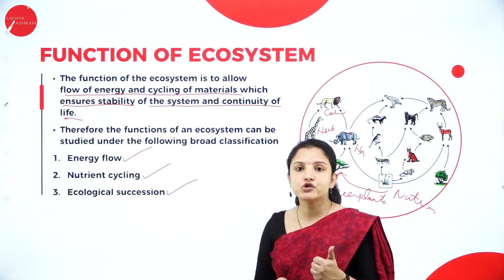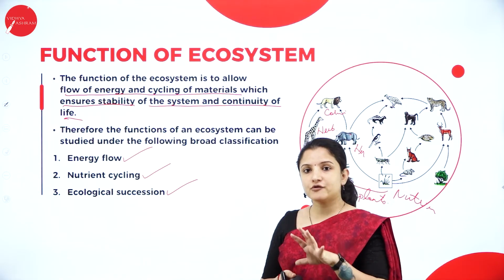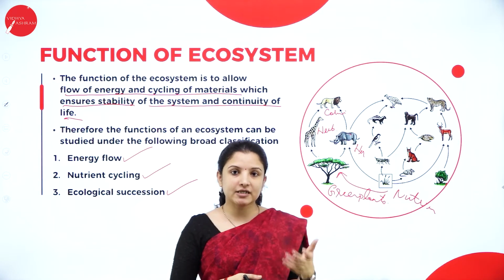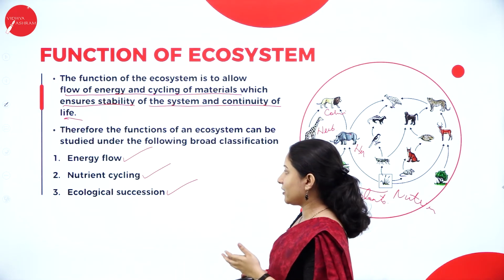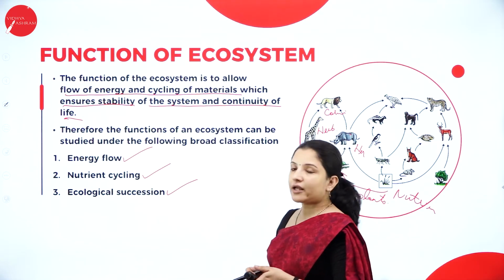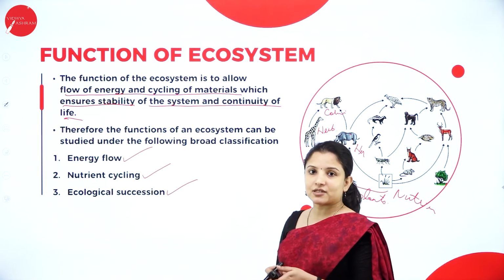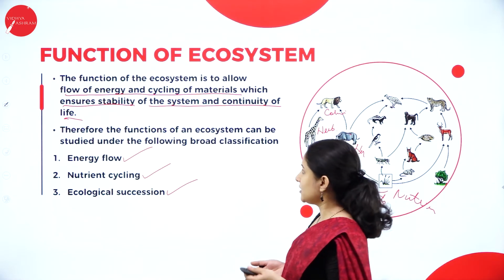So in energy flow, they have given the food chain and the food web. So how in a food chain and food web the energy flows? This is an example of a food web. So in detail in the coming session we shall study about it, and they have also given about ecological succession. So we'll study about energy flow and ecological succession because that is the one that is mentioned in the syllabus.